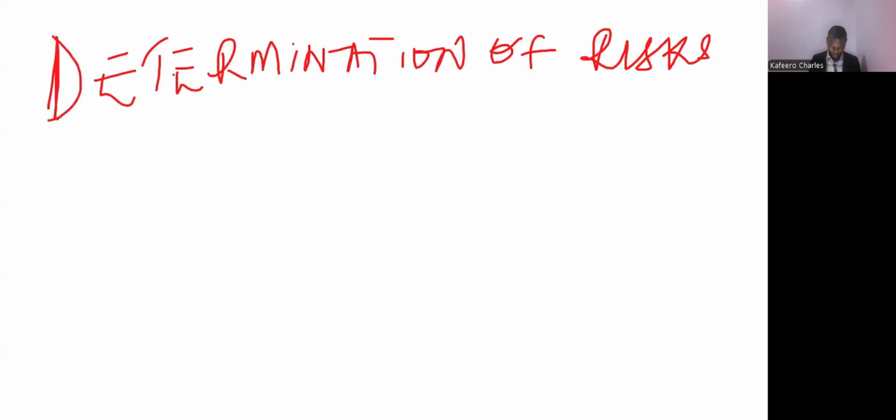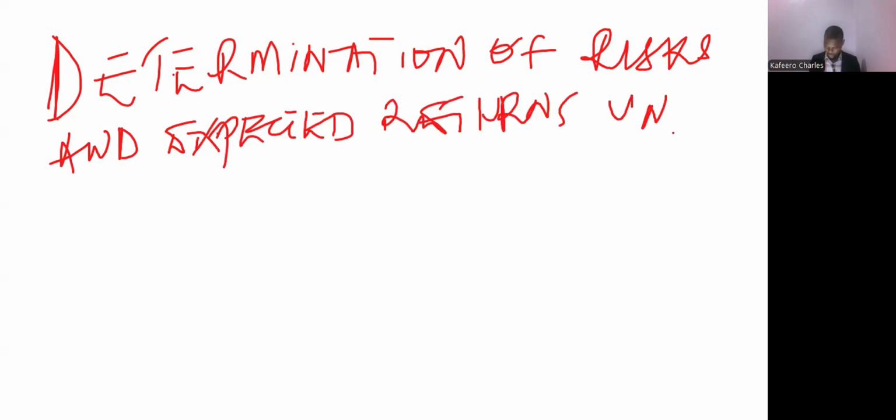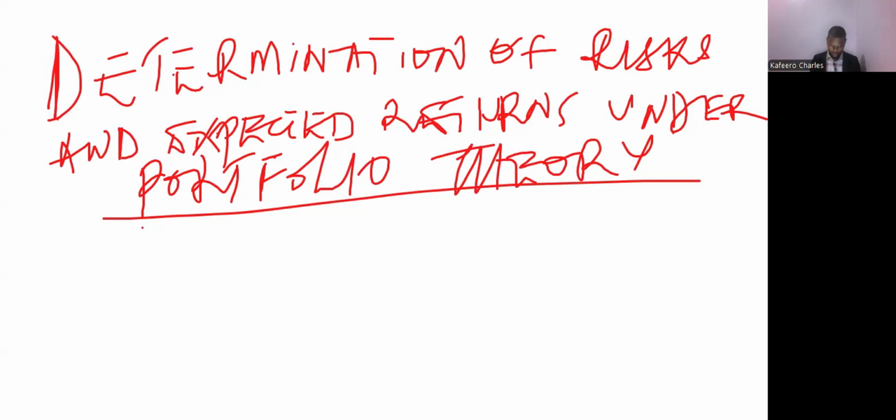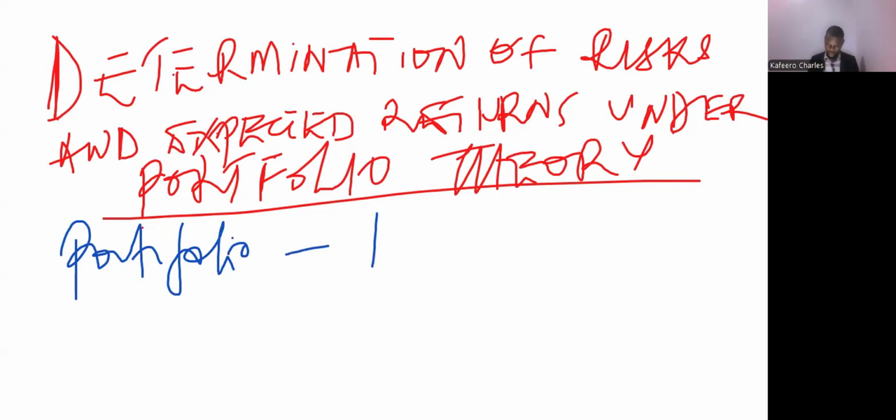So, determination of risks and expected returns under portfolio theory. We are now looking at a portfolio, and when we are looking at a portfolio, it means we are looking at two assets, or an investor investing in more than one line of business.